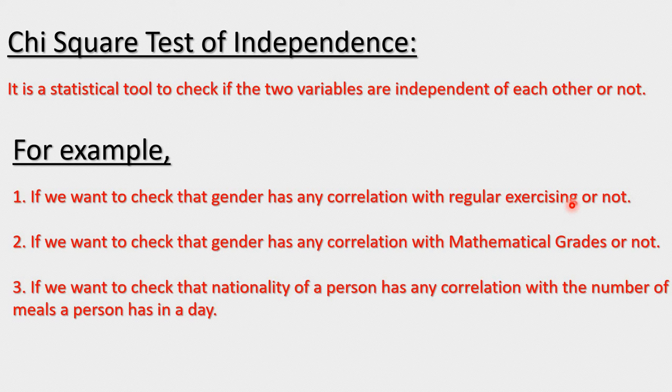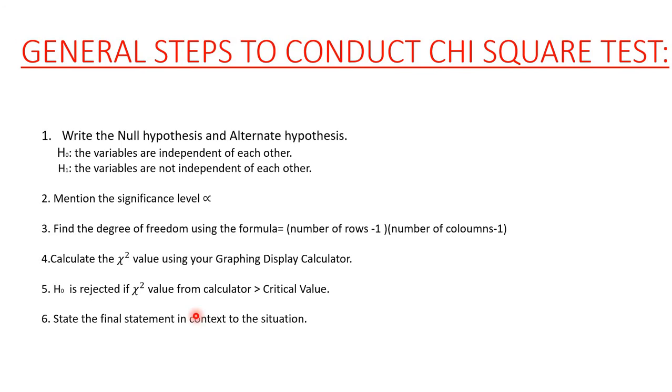For example, if we want to check that gender has any correlation with regular exercising or not, then chi-square test can help us. If we want to check that gender has any correlation with mathematical grades, that means are female students doing better in maths or male students are doing better at maths, then we could use chi-square test of independence. If we want to check that nationality of a person has any correlation with the number of meals a person has in a day, then chi-square test could be a tool to get an answer to this.